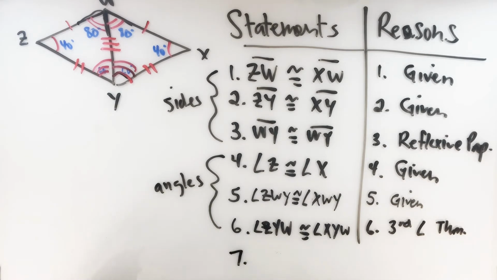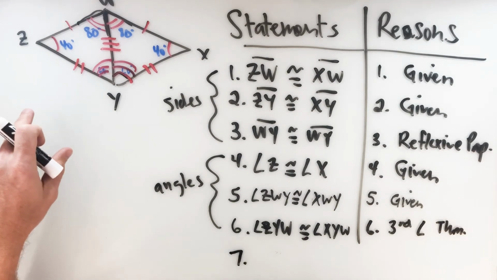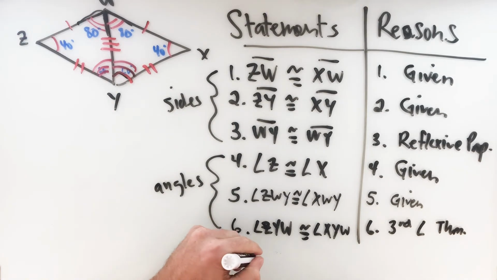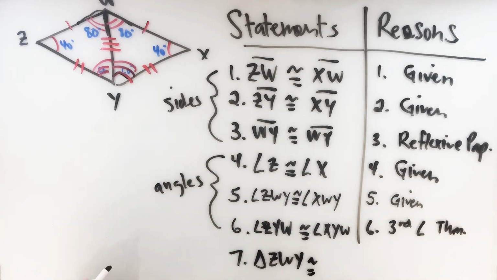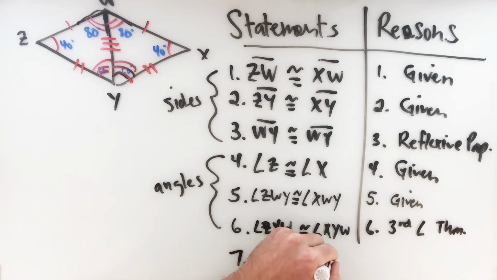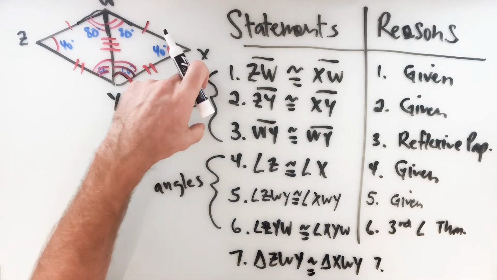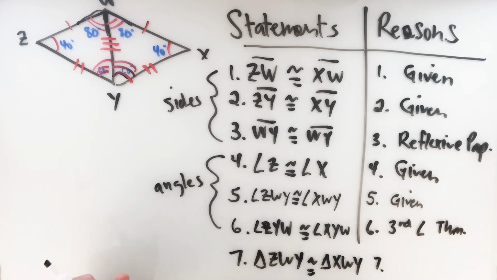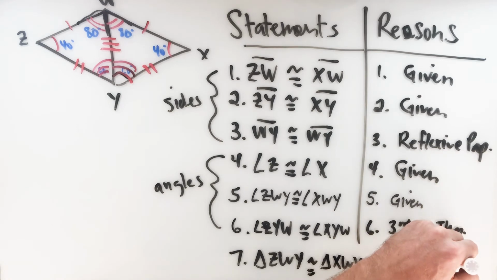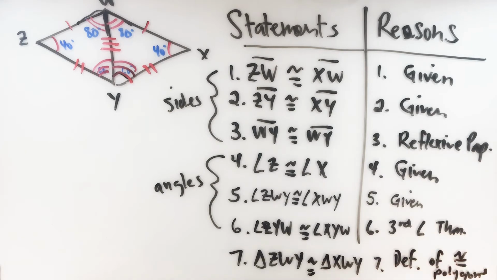So to finish it off, we'll go ahead and make that final statement. We'll say that triangle ZWY is congruent to triangle XWY. And how do we know? We systematically proved by stating that all three sides and all three angles are congruent, which is the definition of congruent polygons. So we'll say that is the definition of, we ran out of space, congruent polygons. There we go.